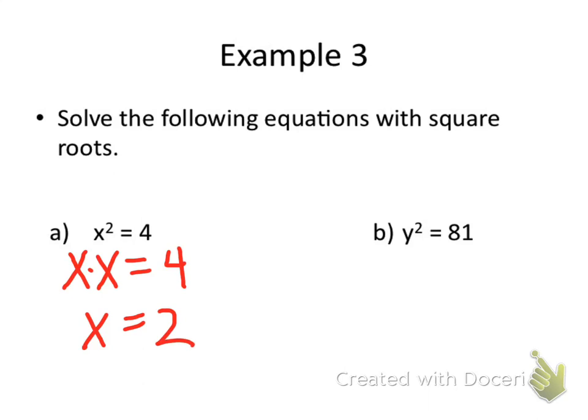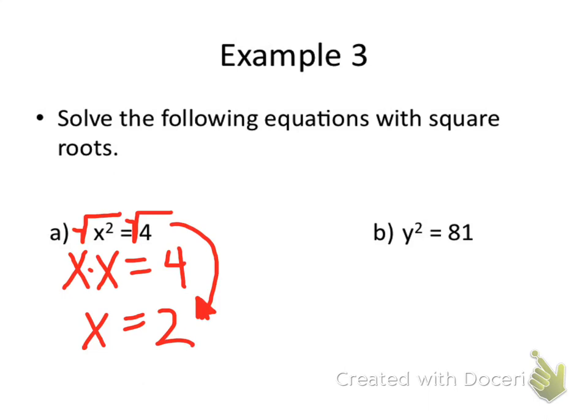Basically, what we've done is used an inverse operation. The inverse operation for squaring a number is taking the square root. So to get rid of the exponent of 2, we take the square root of both sides. And if you put that in your calculator, 4 with the square root symbol, or if you have to put the square root symbol first and then 4, you would get the 2.